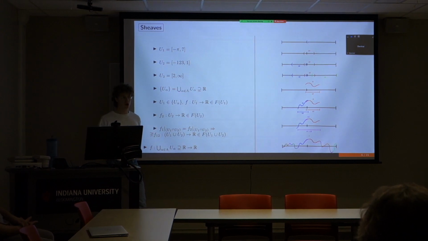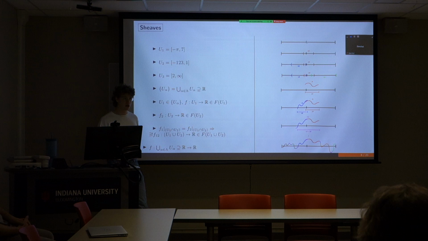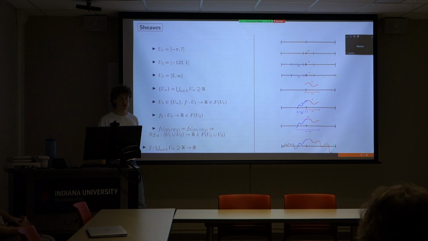So the collection of these open intervals is then called the cover of the real numbers. If you look again at this collection of open intervals, there is a set of continuous functions from each open interval in the cover to the real numbers. Now, what makes a pre-sheaf a sheaf is some gluing action, and it is described as follows.